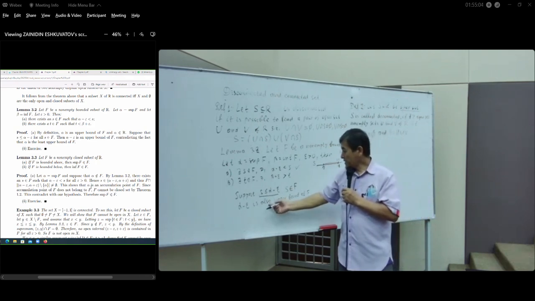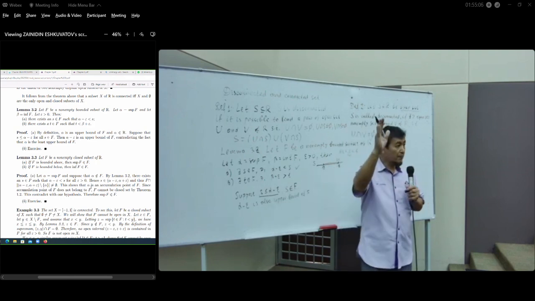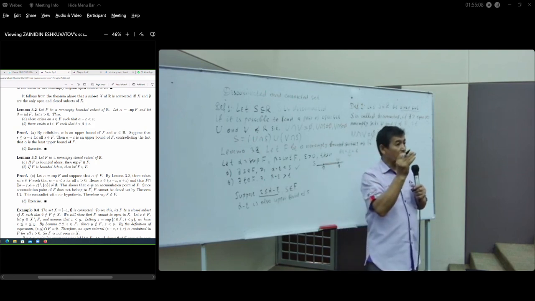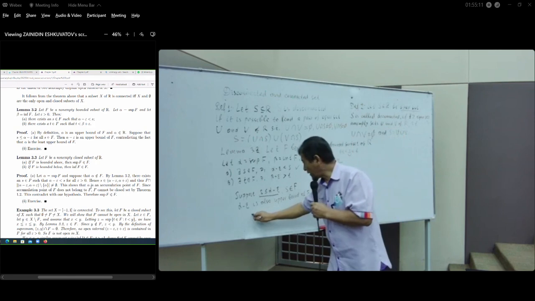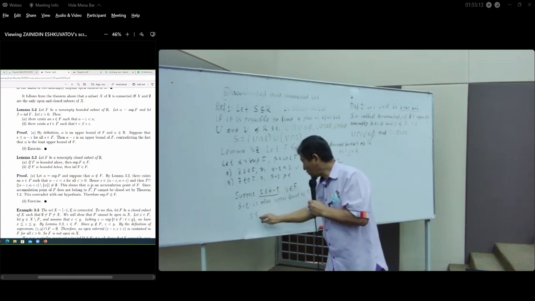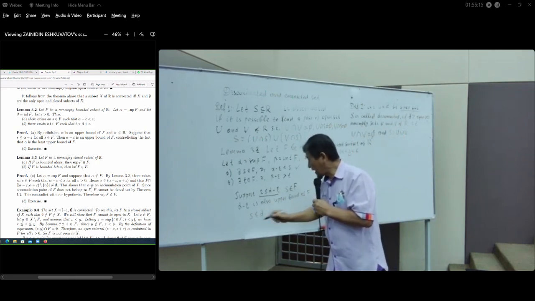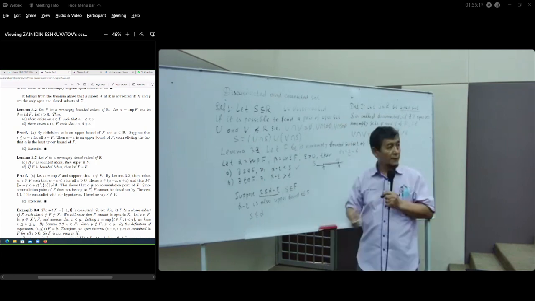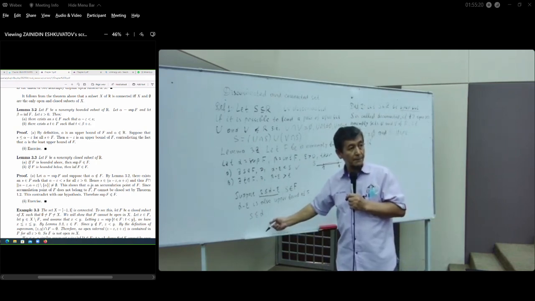Alpha minus S, you see, alpha is an upper bound. What is the definition of upper bound? Every element of S should be less than alpha. That alpha is called an upper bound.